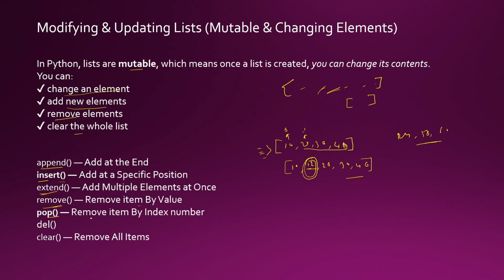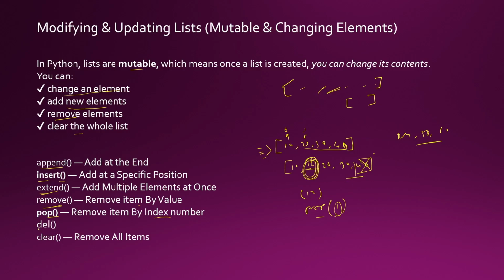Next is pop, which removes an item by its index position. Using pop, we can also remove a value from a list, but we have to use the index position. In the case of remove, we have to mention 12 like this, but in the case of pop, we have to mention the position, that is 1. Then it will delete this 12 value. But if we don't pass any index position in this function, then pop will automatically delete the last one. Just remember, if we don't mention any index value within pop, it will automatically delete the last one from the list.